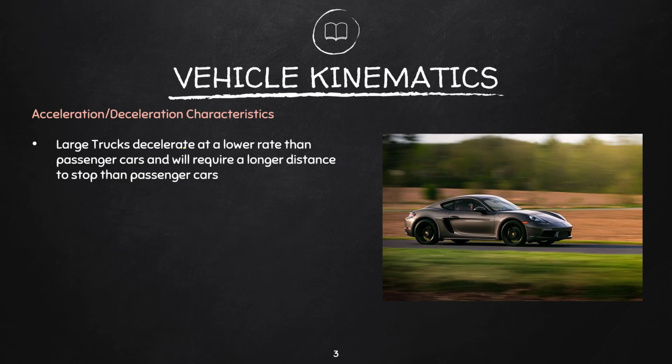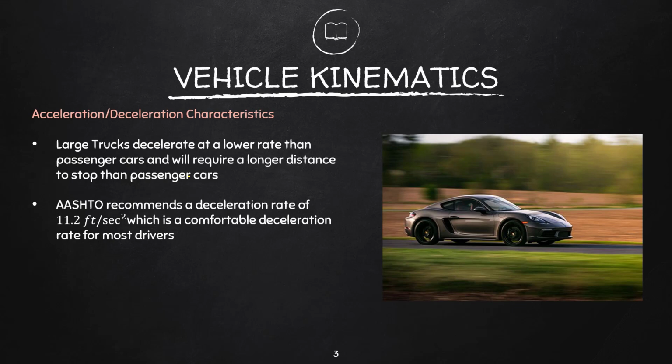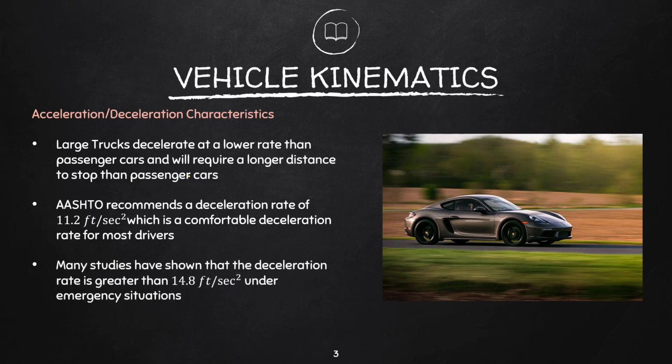When you say deceleration, that is acceleration basically, but it is accelerating opposite the direction of motion, or it is the opposite of acceleration. And it will require a longer distance to stop than passenger cars because the mass of large trucks contains more momentum as compared with smaller, lighter passenger cars. AASHTO recommends a deceleration rate of 11.2 feet per second squared, which is a comfortable deceleration rate for most drivers. Many studies have shown that the deceleration rate is greater than 14.8 feet per second squared under emergency situations.